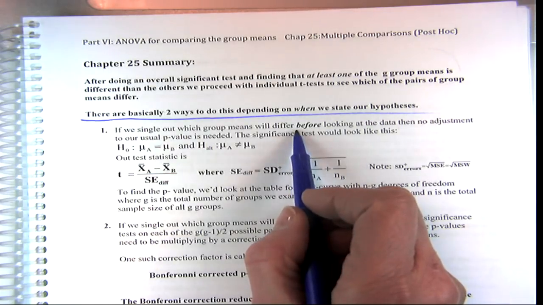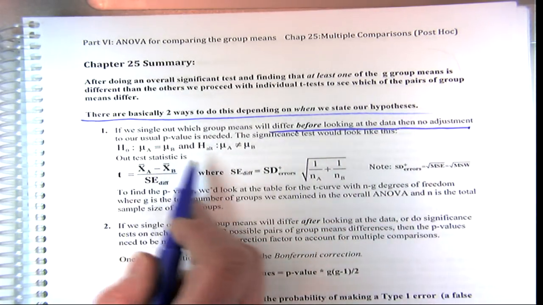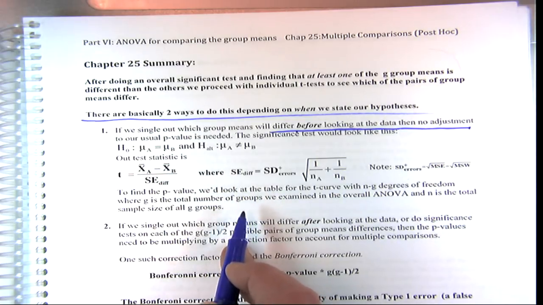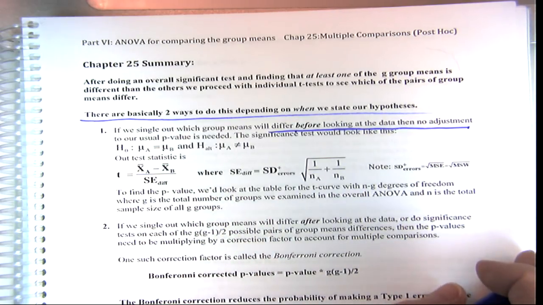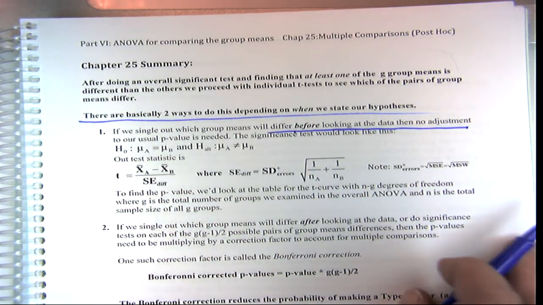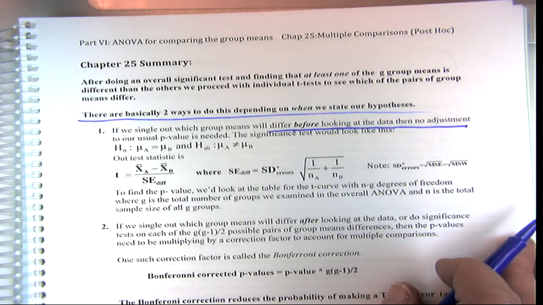If we single out before looking at the data, then we can just do our usual p-value. We don't have to make an adjustment. Like next time we do this, let's say I now have this hypothesis that Blacks are more conservative than Hispanics on this. And I do the survey again. I say that's the difference I'm going to look at ahead of time. Then I don't have to do any correction.